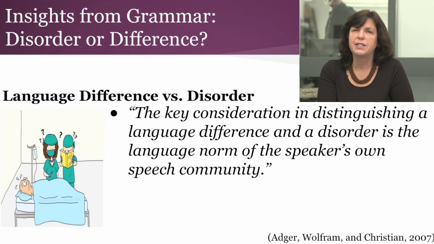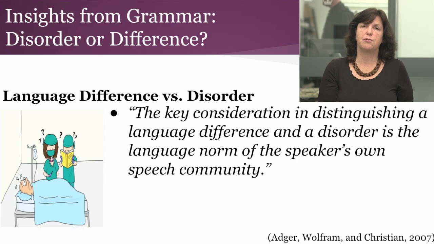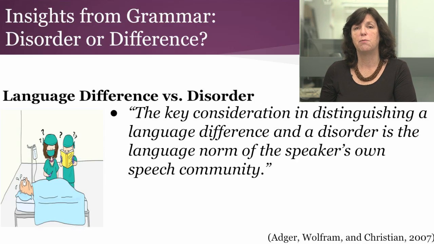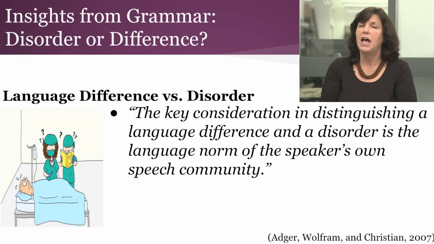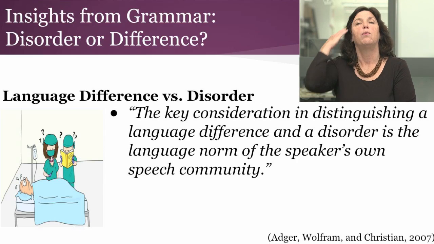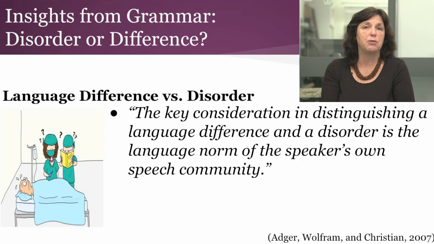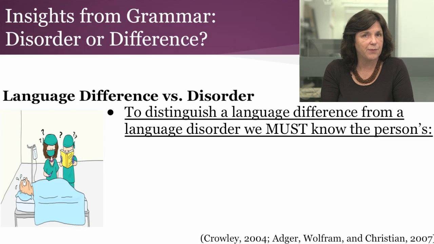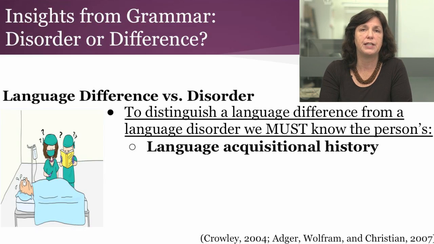Now, one of the most important considerations in distinguishing a language difference from a language disorder is the language norm of the speaker's own speech community. So if a student you're assessing presents with some of the grammatical features we've just discussed, and you don't know the dialectal features of their speech community, you might inappropriately identify that student as having a language disorder when they're really showing you they have a language ability in acquiring the grammatical features of their speech community. Therefore, to distinguish a language difference from a language disorder, we must know the person's language acquisitional history.